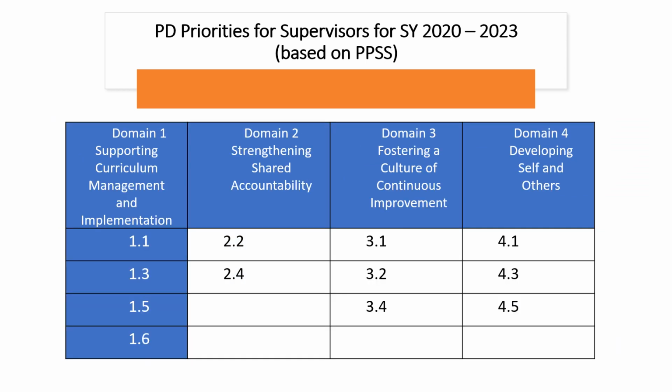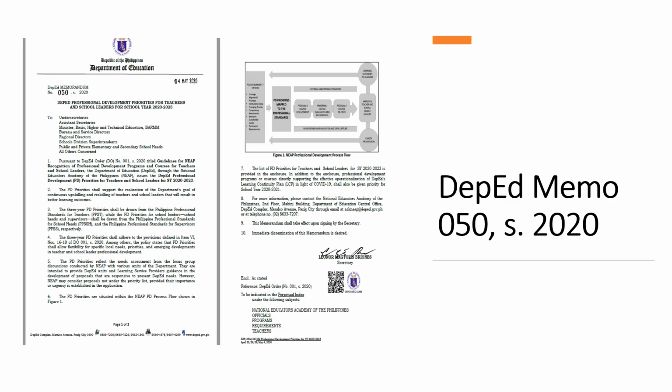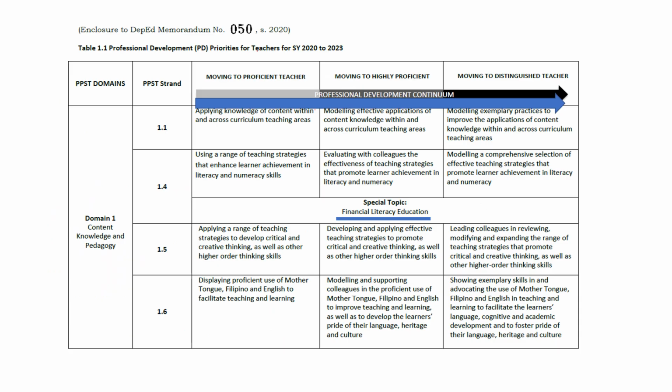For supervisors, there are 12 PD priorities, also distributed in 4 domains of their professional standards. The list of PD priorities for teachers, school heads, and supervisors can be found as enclosure to the DepEd Memo number 50, series of 2020, bearing the same title. They are presented in tables 1 for teachers, 2 for school heads, and 3 for supervisors. For a closer look, let's take the first table, the PD priorities for teachers.